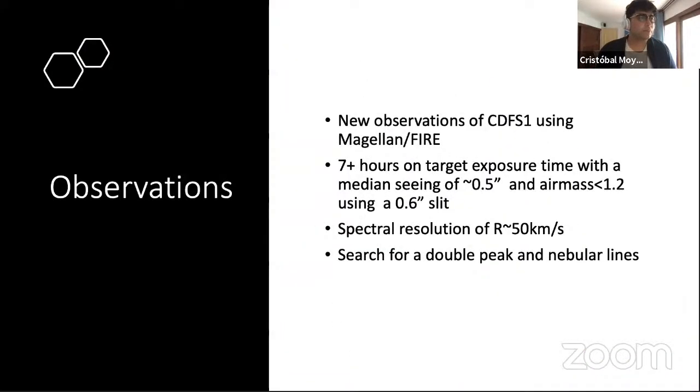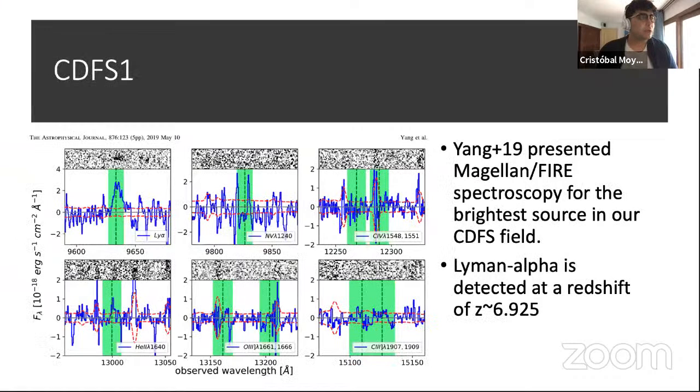Also, in the Young 2019 paper, there were already some hints that this might be a special profile. And this has a rather high signal to noise. So we don't expect this to be a spurious detection.